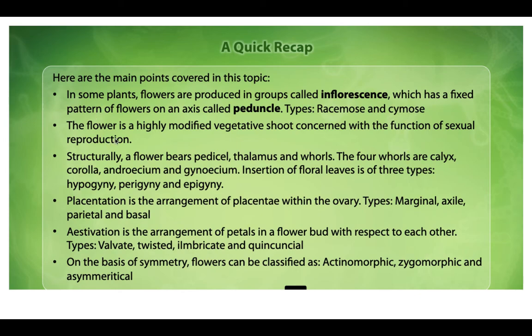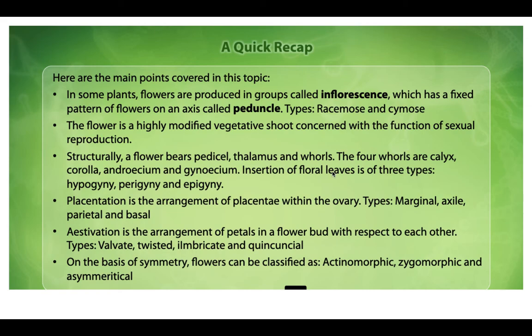The flower is a highly modified vegetative shoot concerned with the function of sexual reproduction. Structurally, a flower bears pedicel, thalamus, and whorls. The four whorls are calyx, corolla, androecium, and gynoecium, which are present in a typical flower.